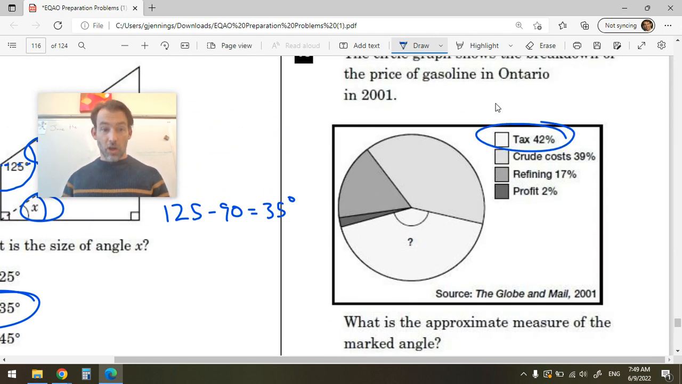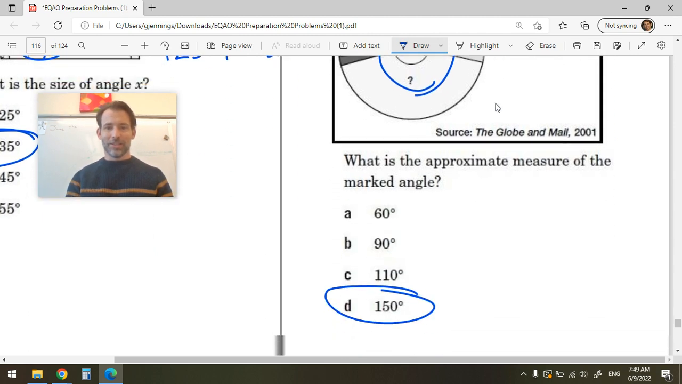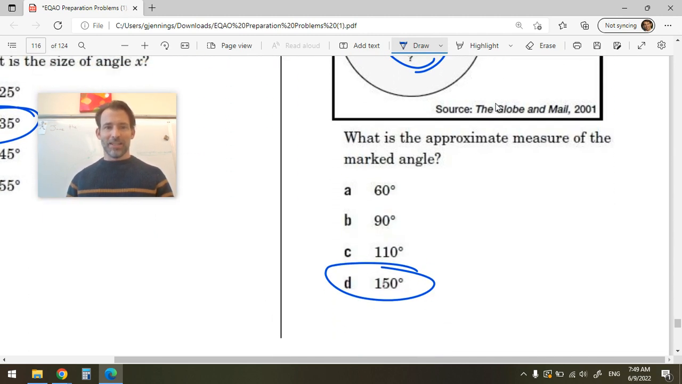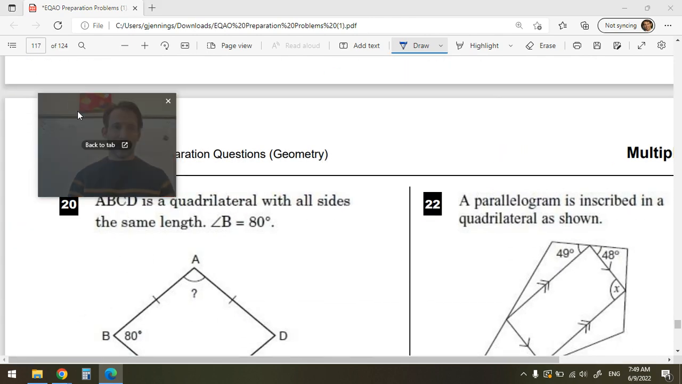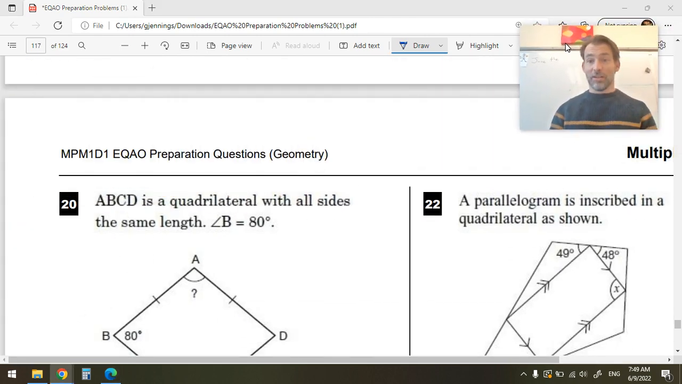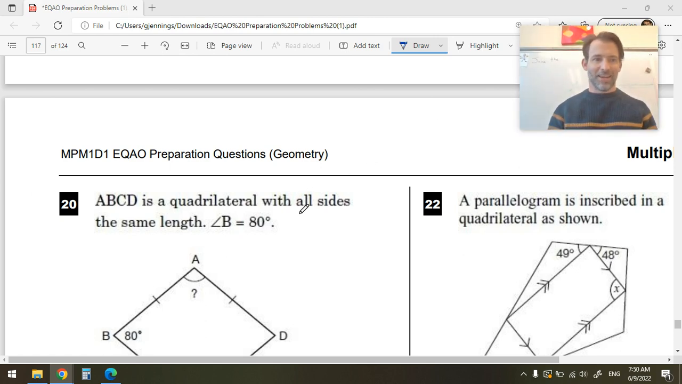42% of the circle, it's almost half. So actually we could work this out exactly by knowing that the whole circle is 100%, which is 360 degrees, and using ratios to find out what 42% would be. But I know that this is way more than 110. 110 would be less than a third, so it'd be less than 33%. So about 150. Okay. All right.